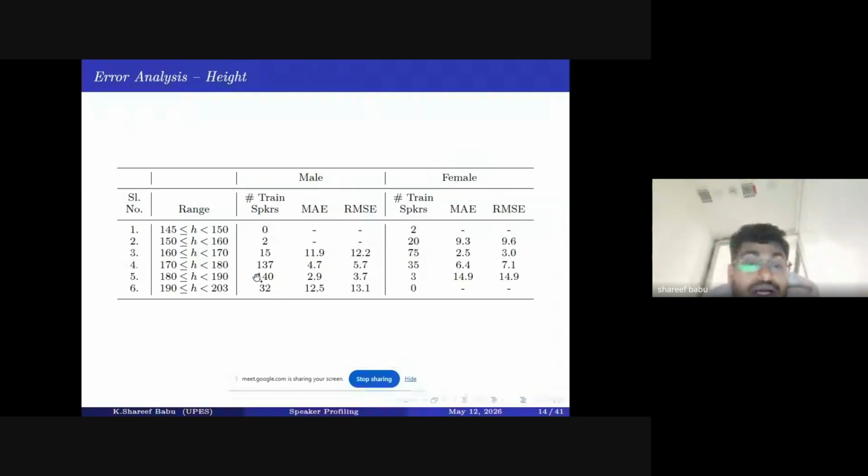If you look at bands 4 and 5, they have a larger number of speakers, and we could observe that the test prediction error, the mean absolute error and the RMSE, is very low compared with the outliers here. So these outliers contribute more to the overall performance of your system. It is evident that when we have more data, the model can represent those classes much more clearly than when it is trained with very few representations. We see the same trend for female speakers as well. So this is for the height prediction.